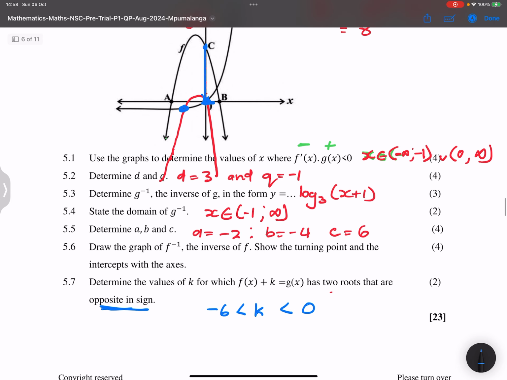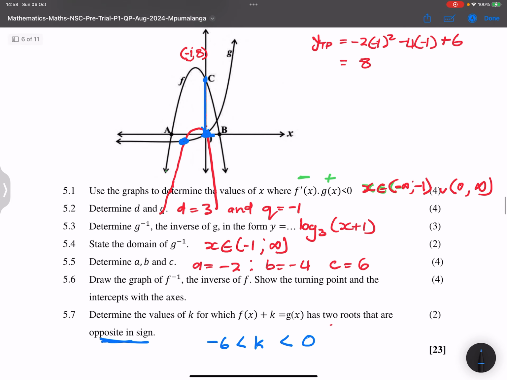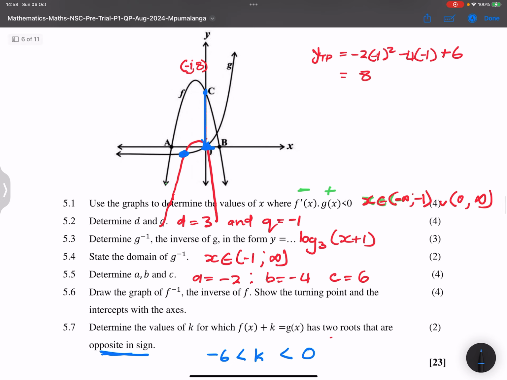We're leaving it here, 23 marks, and really functions does count quite a lot, and please do focus quite a bit on it in preparation for paper 1. All right, guys, let's go into question number 6.